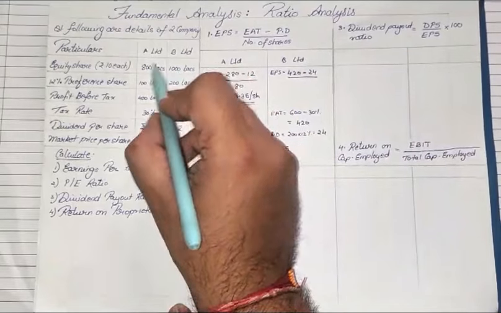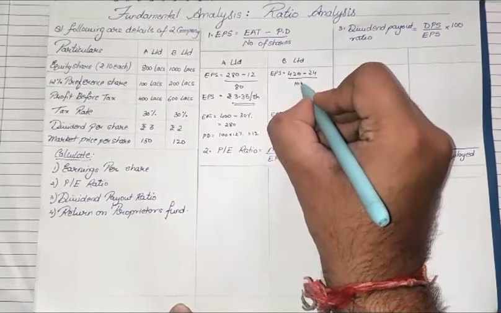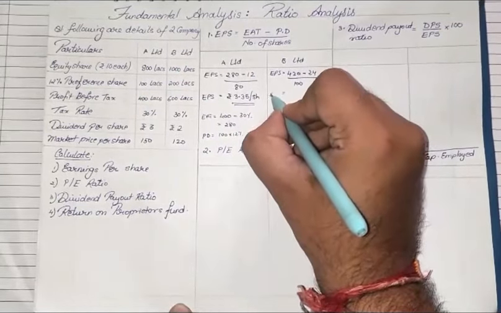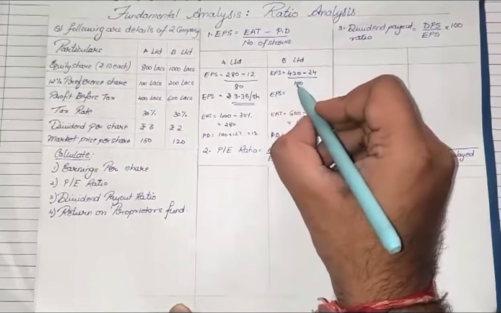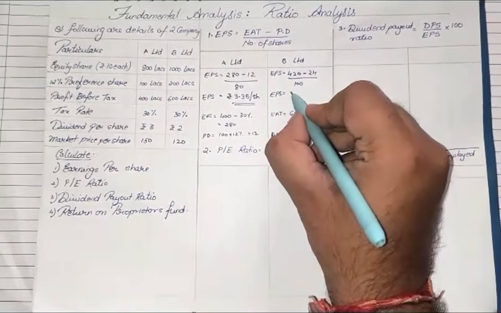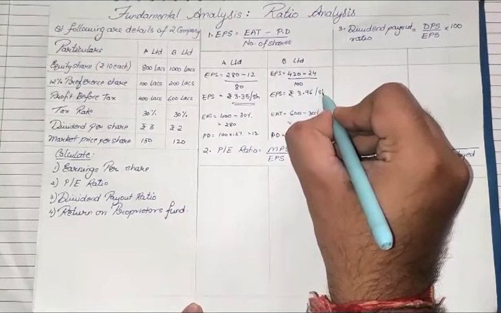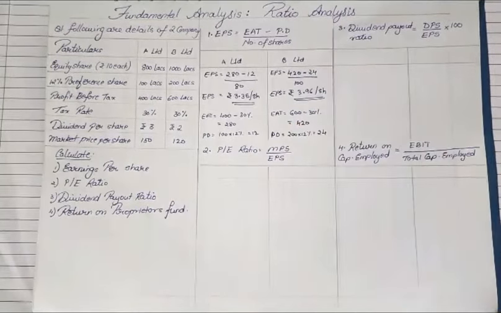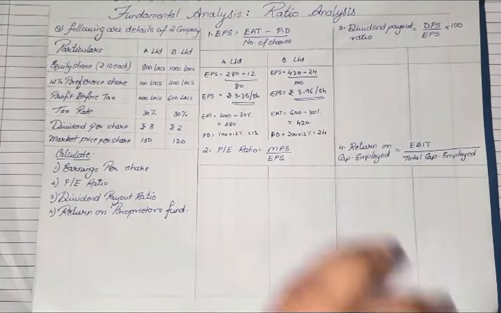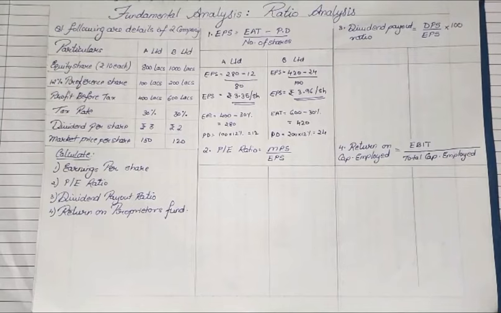So 1000 divided by 10 comes to 100. So our earning per share for B Limited will be 420 minus 24 divided by 100, which will come to rupees 3.96 per share. So our earning per share is rupees 3.96 for B Limited. Okay, so that was the first formula we have completed, that is earning per share.